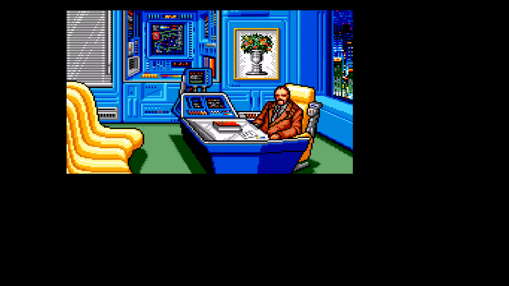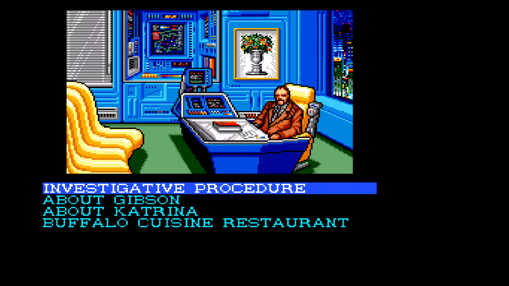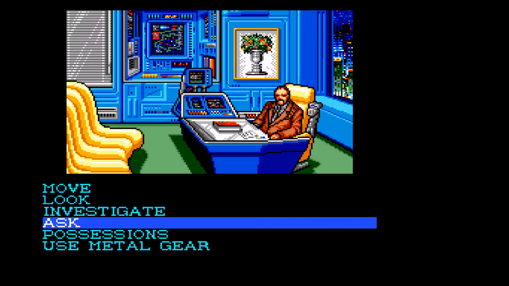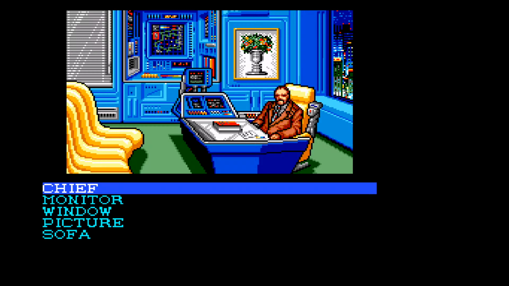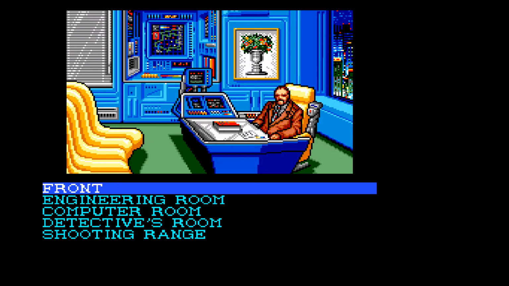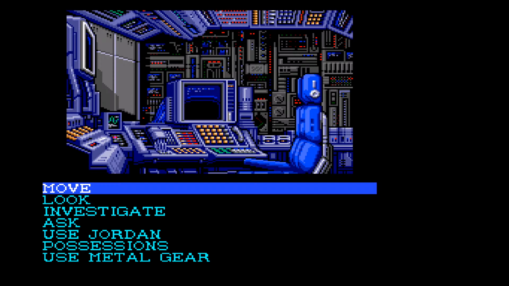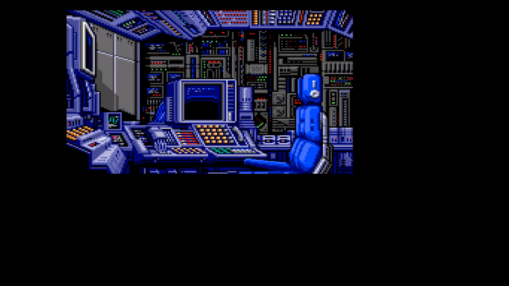Okay, I think that's pretty much it. I asked about everything. Investigate? No? Let's go to the computer room. Let's see if there's any places in here that serve buffalo.